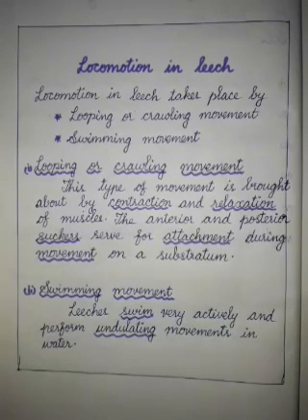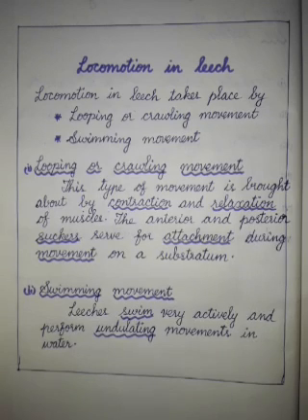Coming to the locomotion in leech. What is locomotion? Locomotion is the movement from one place to another. ஒரு இடத்துல இருந்து ஒரு இடத்துக்கு மூவ் பண்ணுறது தான் locomotion அப்படின்னு சொல்லுவோம். Leech, how do they move? The locomotion in leech takes place by looping or the crawling movement and the swimming movement. Two types of movement are seen in leech.